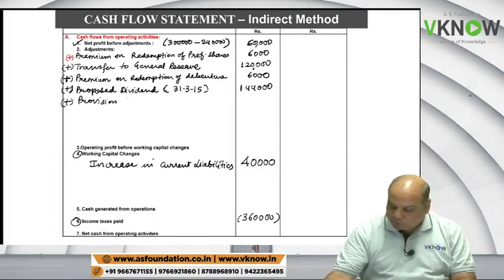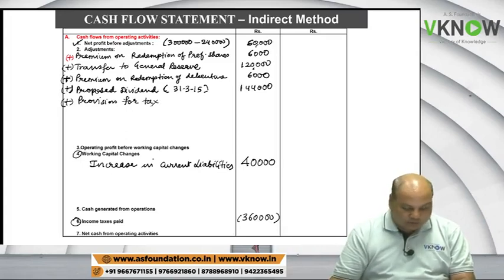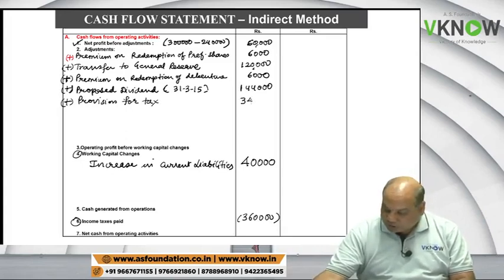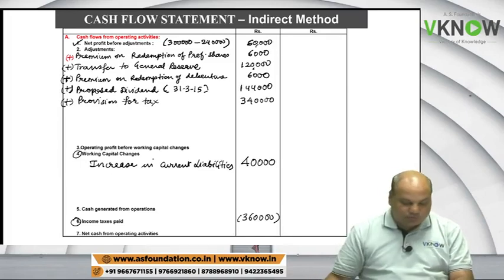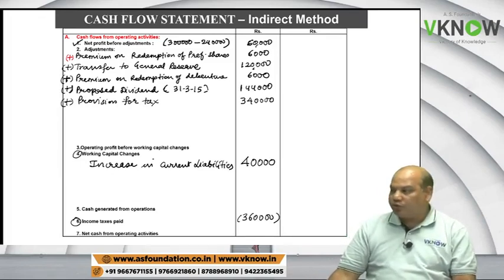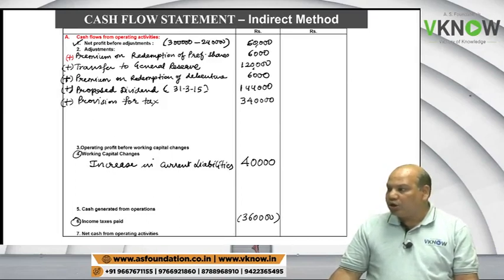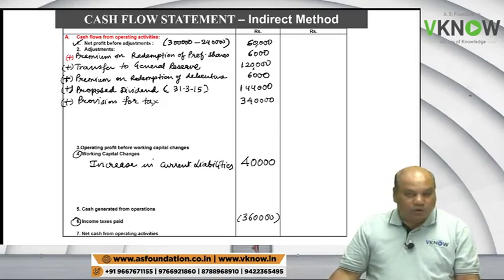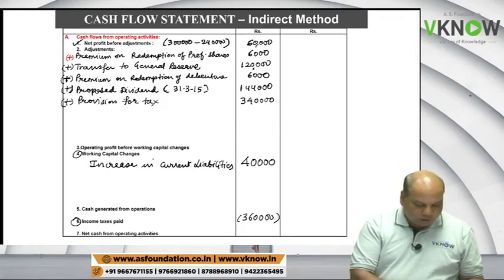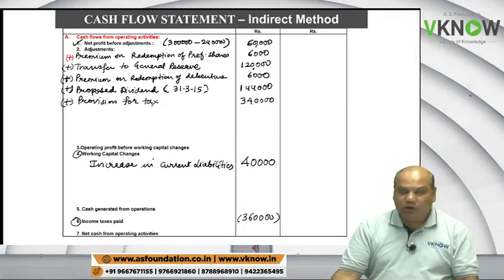Copy the same note I dictated in a previous problem, that last year's provision for tax was paid and this year a fresh provision was made. Unpaid dividend adjustment we have done. Any query on the liability side?